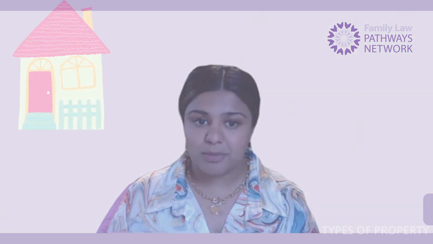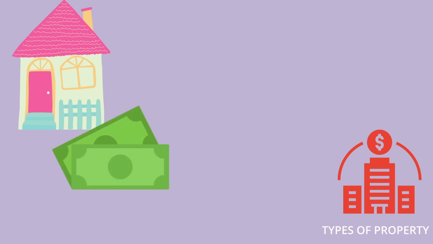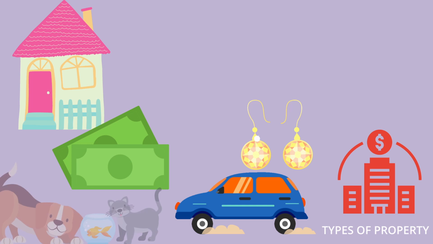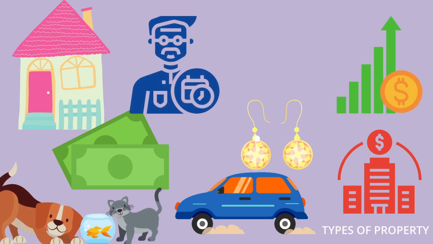So what is property? Section 4 of the Family Law Act 1975 defines property as property to which parties may be entitled to, such as property in their possession. It should be noted that the assets held in a property pool may be held jointly or individually. Examples of property include real estate, business interests, cash savings, jewellery, cars, animals, shares, superannuation, and insurance policies.